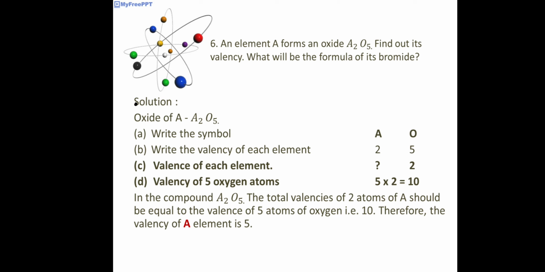Okay? Another example. An element A forms an oxide, which is A subscript 2 and oxygen subscript 5. Find out its valency. So what will be the formula of its bromide? So in this case, all of the elements are given by the valency number. Meron na siyang valency number, so hindi mahirap. So write the symbol. We have A and oxygen. Then write the valency of the element, 2 and 5.